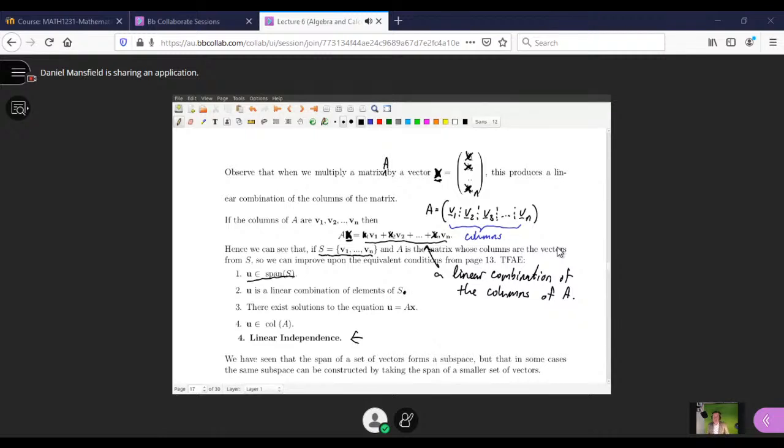But we've just seen linear combinations and matrices go real well together. In fact, you just take all those columns, those vectors, and you squish them together as a matrix. And essentially, all your question about U being in the span boils down to, can you solve this equation? Can you solve that matrix equation? Which is why all along we've been solving these equations using matrices.